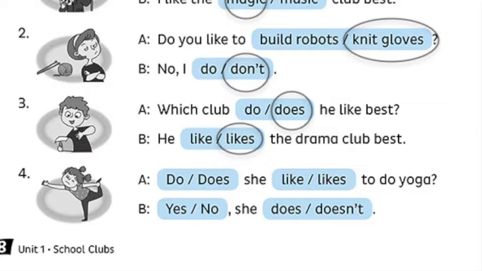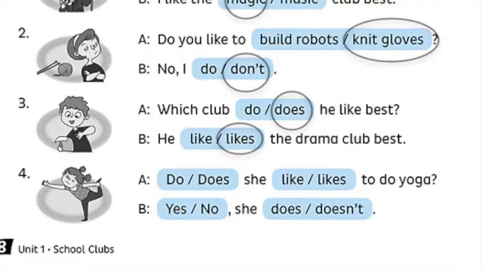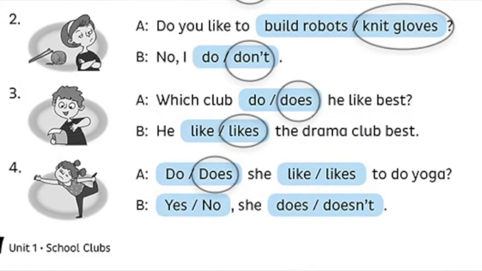Number 4, we have a student doing yoga. This student is doing yoga and look at her face. Her face, is she happy or sad? She is not that happy. Not happy, sad. So we have the word here she. If we look at the sentence, if we use she, do we start the question with do or does? And that would be does. Does she like to do yoga?